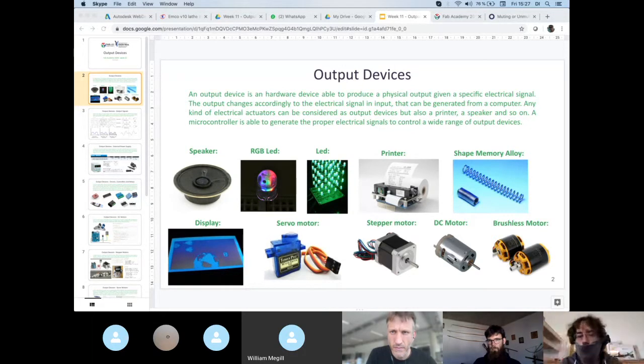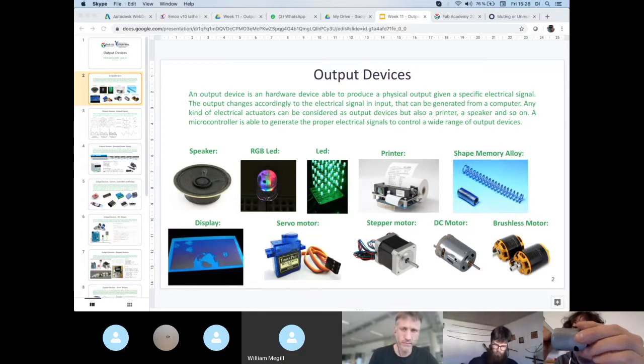So the working principle of all electrical motors is rather simple. You have basically magnets on the outside, and then you have coils on the inside, and the inside part is rotating.